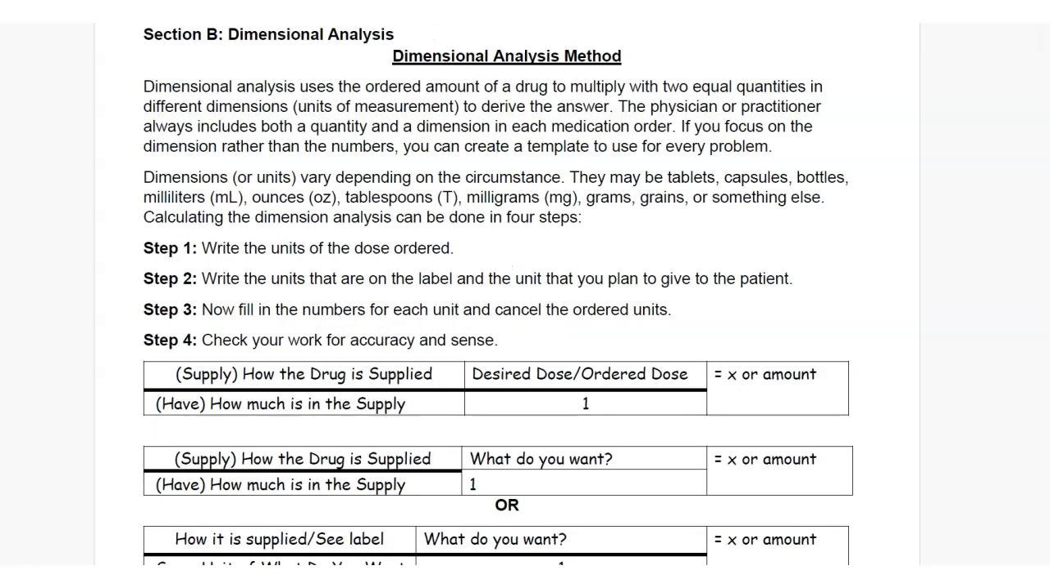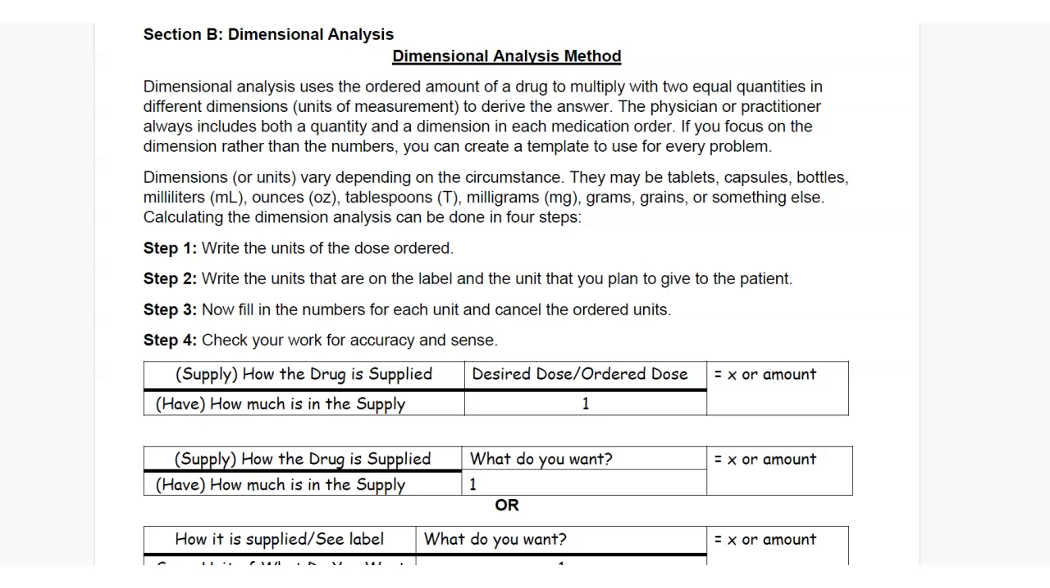Let's briefly talk about dimensional analysis. We are going to talk about the steps, but we're going to go over the actual calculations in class because I think that's easier rather than recording it. I think it's good to go over it step by step together in person. Anyway, dimensional analysis is going to be the method we're going to be using in calculating our medications in this course and throughout your stay in this nursing program.